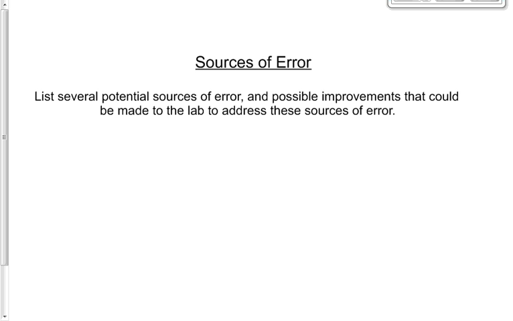Give me your possible improvements for those sources of error as well. There are a few pretty good ones for this. If you stop and think about those sources of error as you're working, thinking, oh man, too bad we didn't have this, or too bad we didn't do this, write those down. Make notes so that when you go to write this up, it's all good.